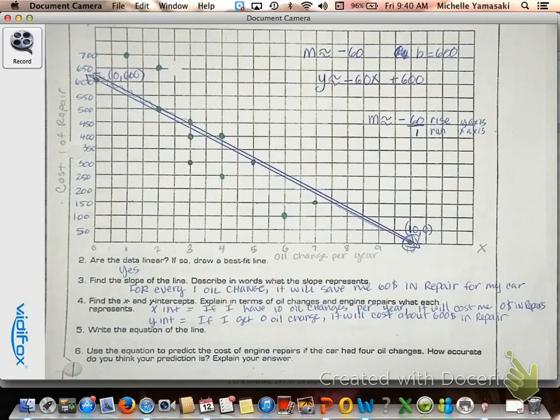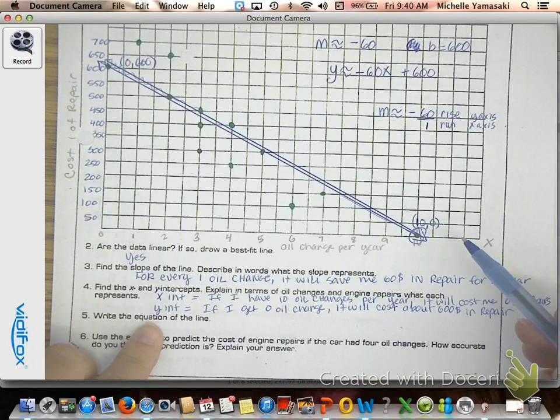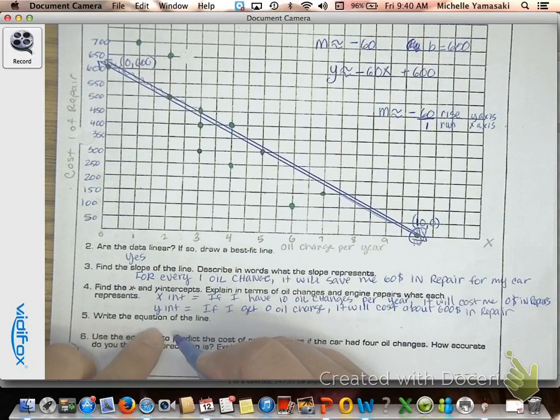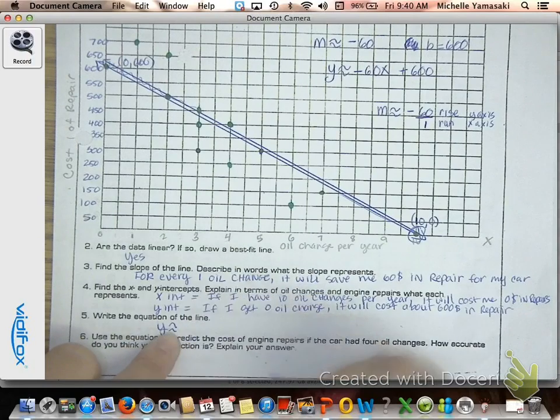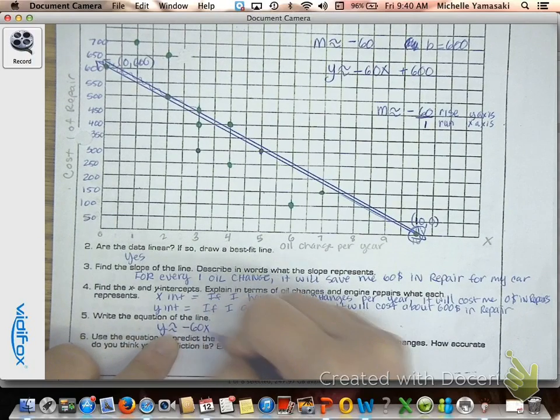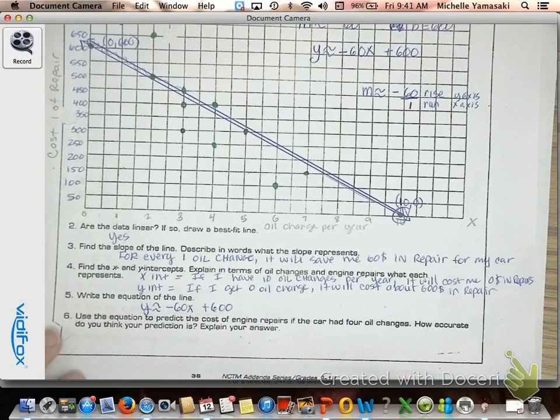Now, what was the equation of the line? We already wrote that. What's the equation of the line? Y is about equal to negative 60x plus 600. Now, use this equation to predict the cost of engine repairs if the car had 4 oil changes. How accurate do you think your prediction is? Explain your answer. So now we're going to do that.